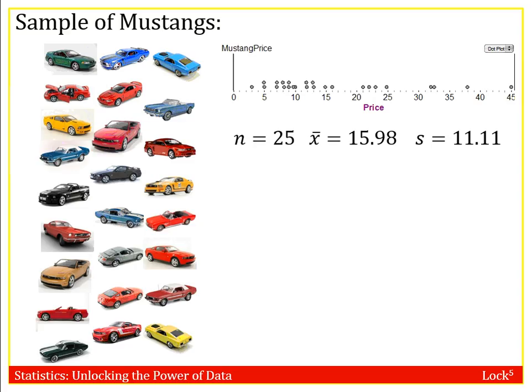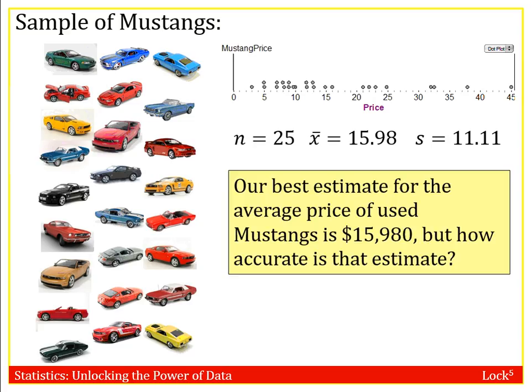Here's our dot plot at the top with an average price of 15.98. So our best estimate for the average price of a Mustang is $15,980. Now notice it's only 15.98 here, but it's 15,980 down here because that is what our last screen said. It recorded our data in thousands of dollars. So this is thousands. So basically we've got to take this number and multiply it by 1,000. That's how we get this.